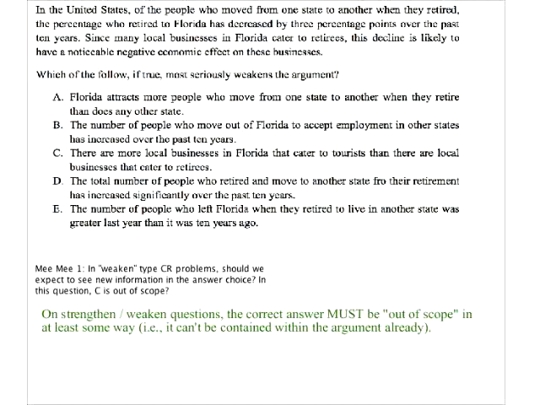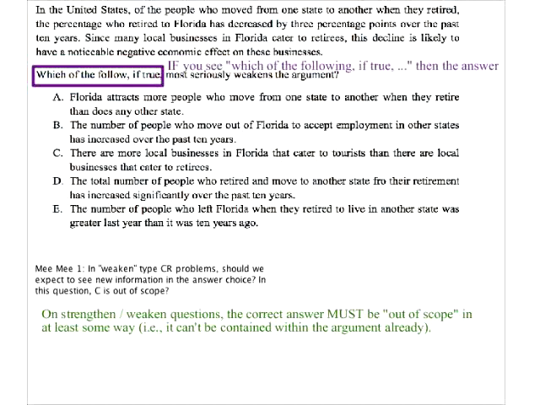Oh, this is not a great transcription. This should say "following." But the point is, if you see "which of the following, if true," then the answer must introduce new information. It has to. Otherwise, it can't serve its purpose. The reason they're telling you "if true" is so that you know that you are allowed to introduce these new things into your argument.